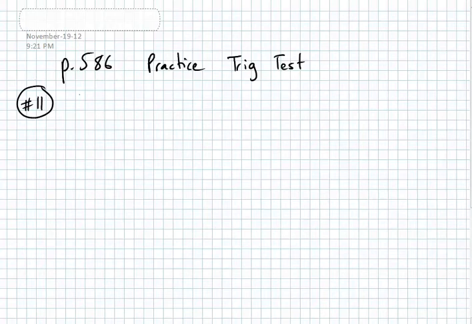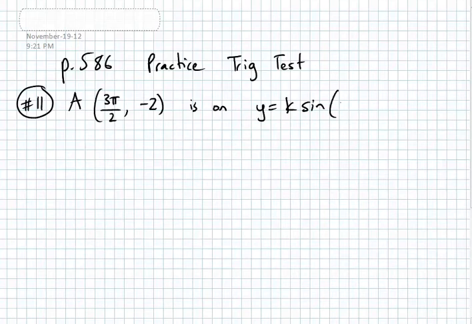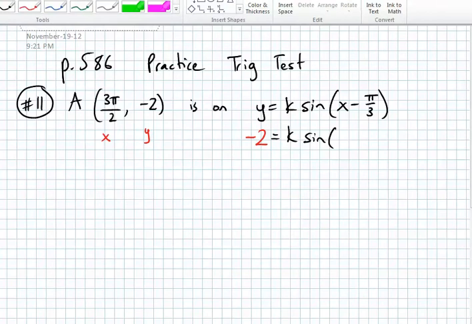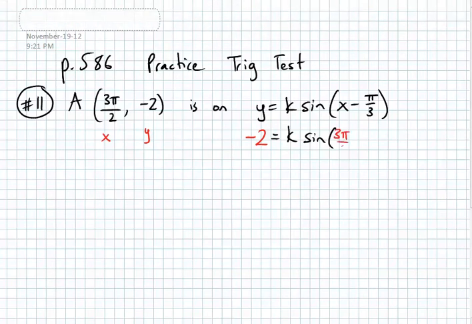So for number 11, it's talking about a point A, 3 pi over 2, negative 2, that is on the graph y equals k sine of (x minus pi over 3). So what I would do is just take this as my x and y coordinate and plug in negative 2 for y and 3 pi over 2 for x. And then all I have to do is solve for k.